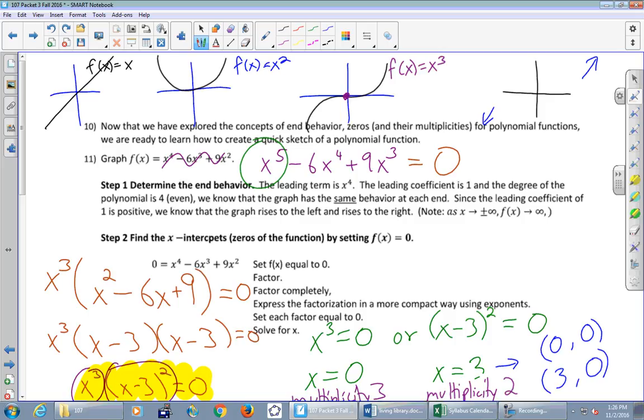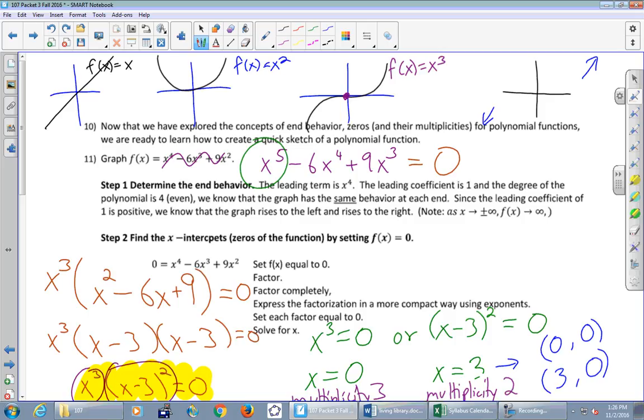X to the third went through. X to the fourth we know looks a lot like x squared. So x to the fourth is a bounce. X to the fifth looks an awful lot like x to the third. So what's our pattern here? It's going to go through when? How do you decide that it goes through as opposed to bouncing? It's odd numbers. It's the odd powers.